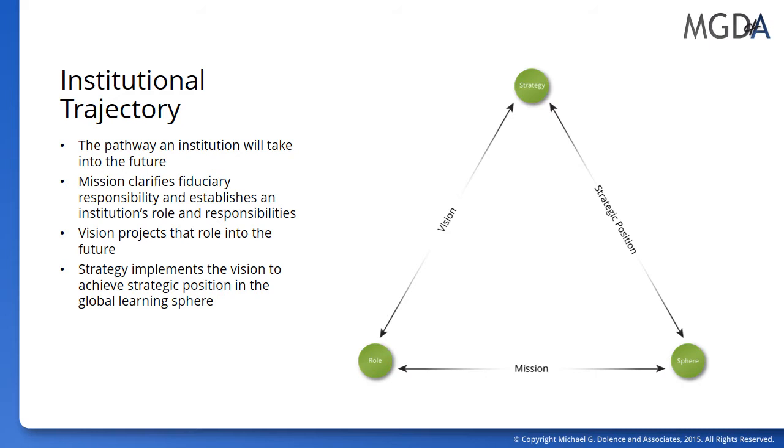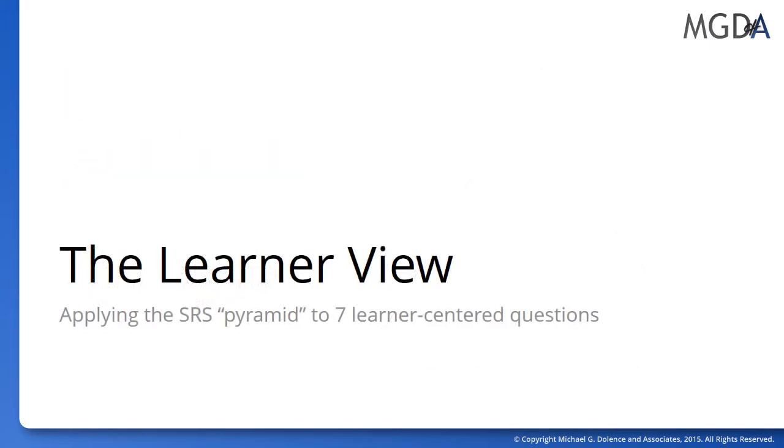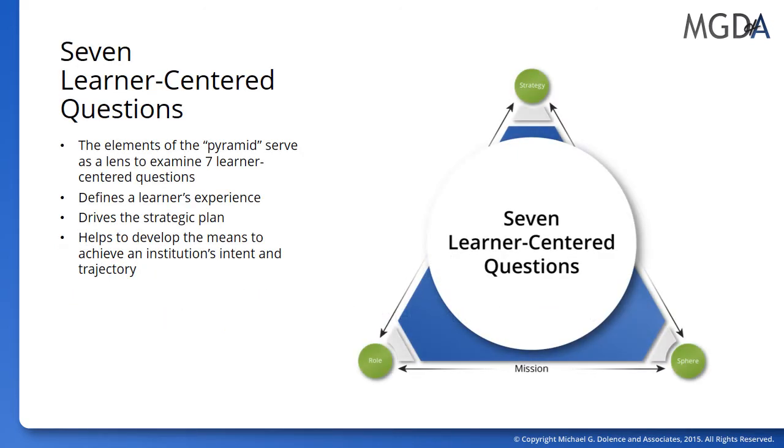The big question becomes, so what happens to the learner in all of this, and how is the learner contextualized in the process? The 6 elements framed by the SRS Pyramid serve as a lens to examine 7 structured questions that define a learner's experience that ultimately drives the strategic plan of the institution.